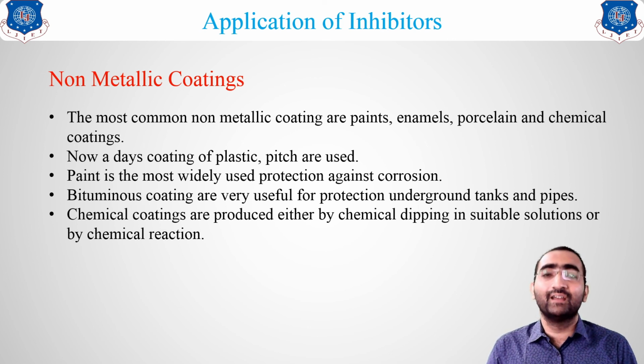So now in the upcoming lecture we will discuss the main method of prevention of corrosion, that is anodic and cathodic protection. In this lecture we have seen the inhibitors and the coating methods, how we can prevent corrosion of metals and alloys. Till then, thank you.